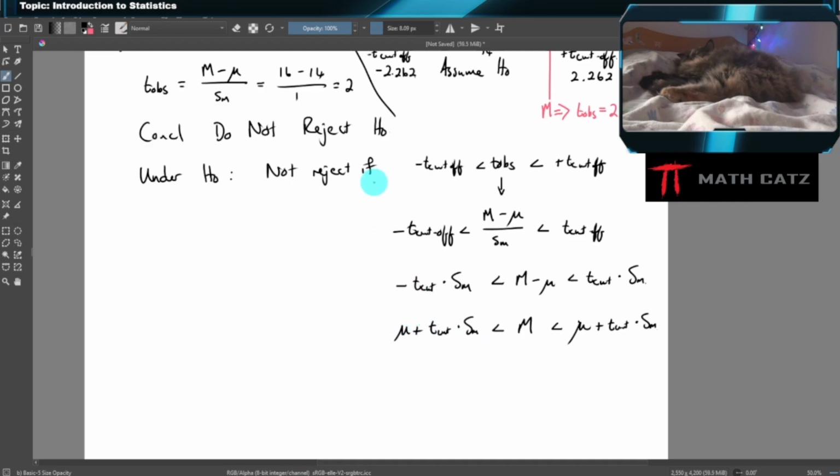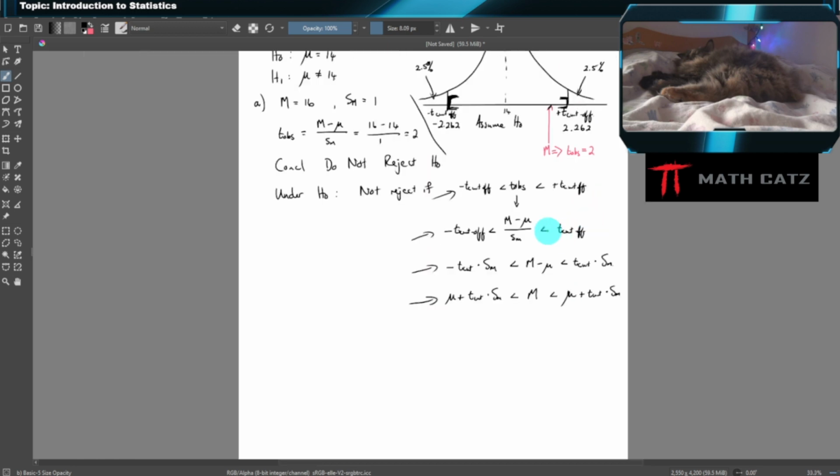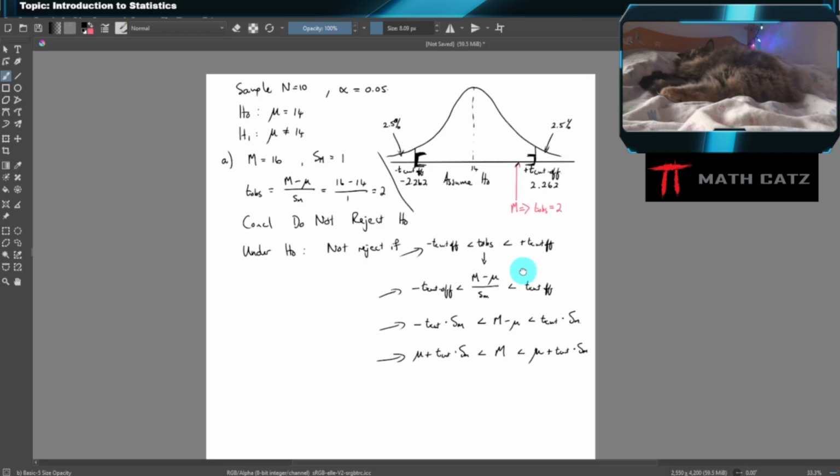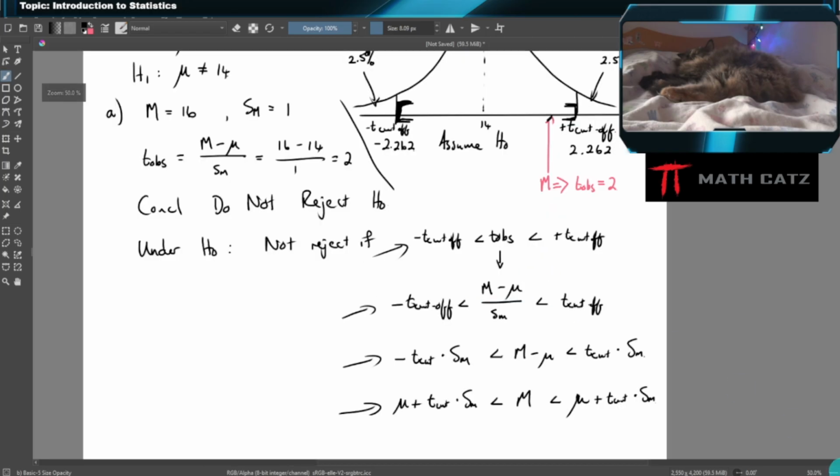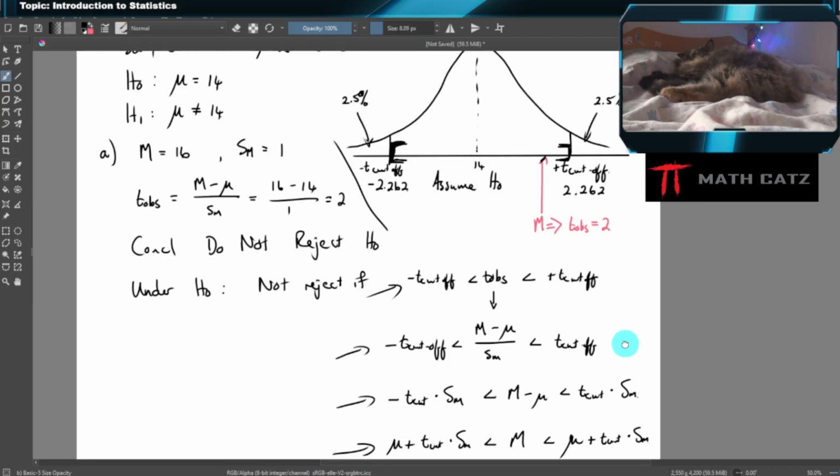So these are all the same. These are all equivalent statements, equivalent inequalities. So what does that say? Let me zoom out a touch. We can see the picture as well. That's maybe too much zooming. An appropriate amount of zooming. Yes, maybe. So now, under the null hypothesis, 95% of the sample means I can get will fall between these two values.